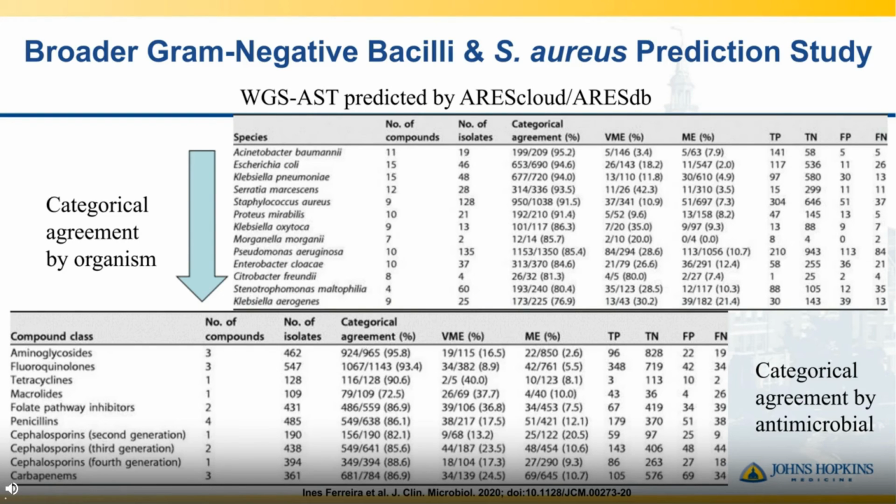The last study I'm going to highlight here is a study, again, that applied the Aris genetic database to a wide variety of gram-negatives as well as Staph aureus to predict AST. And you can see here that overall the categorical agreement varied by organism as well as antimicrobial agent, but showing that we can apply these pipelines more broadly to potentially be applicable for patient care.